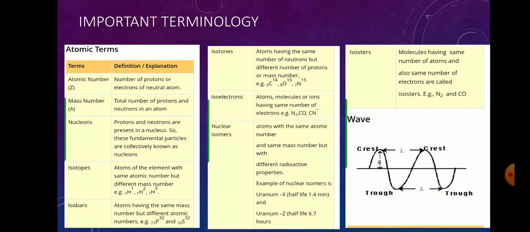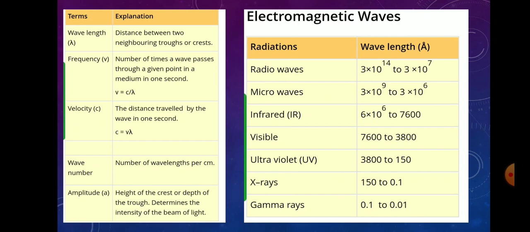Here there is a graphical representation of a wave with a wavelength lambda and amplitude A with a crest and its trough. Terms and its explanation. Wavelength, denoted by lambda, is the distance between two neighboring troughs or crests. Frequency, denoted by nu, is the number of times a wave passes through a given point in a medium in 1 second. Nu is equal to c by lambda.